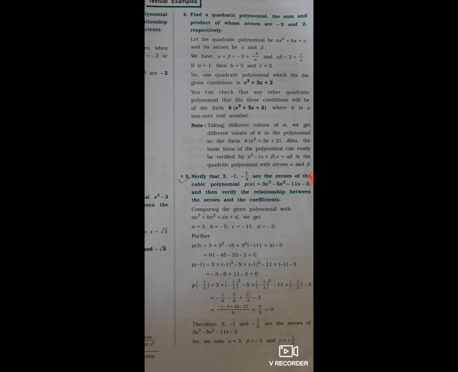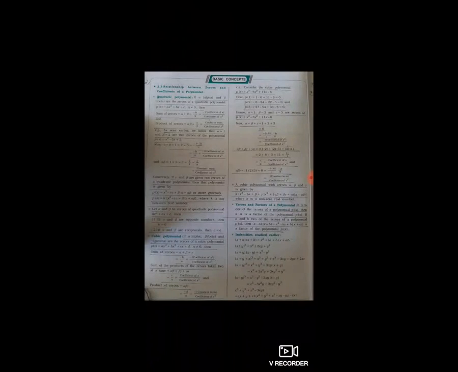Now, again turn the previous page and try to understand the next basic concept, cubic polynomial. Cubic polynomial.